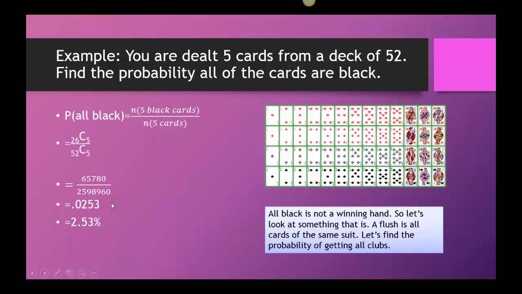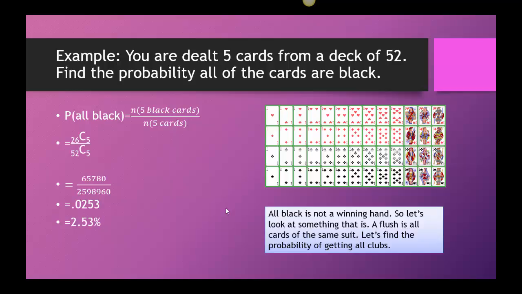So it says it's really unlikely that this is going to happen, but even as unlikely as it is, it's not a winning hand. Getting all black gets you nothing. So let's look at something that is a winning hand, which would be a flush. So what a flush does, instead of looking at what color it is, it says what suit is it. And so a flush is all cards of the same suit. So I could have all hearts, all diamonds, all clubs, all spades.